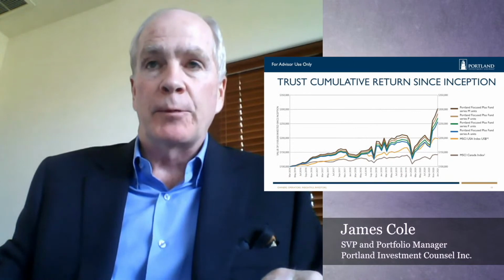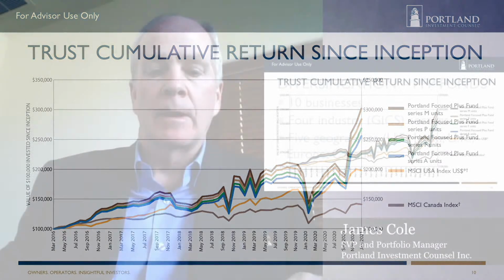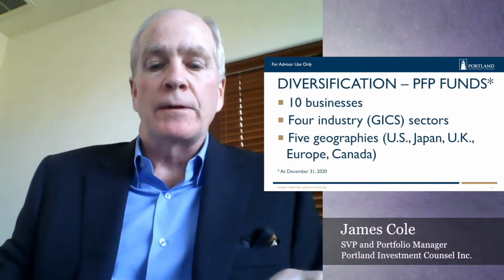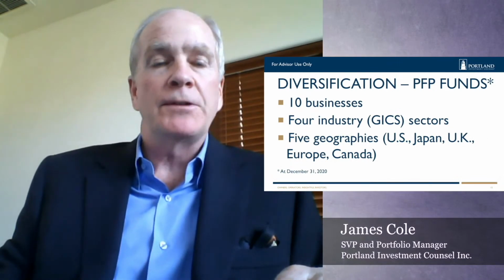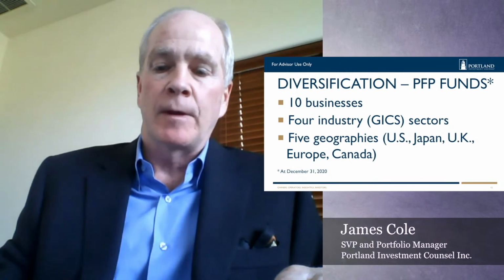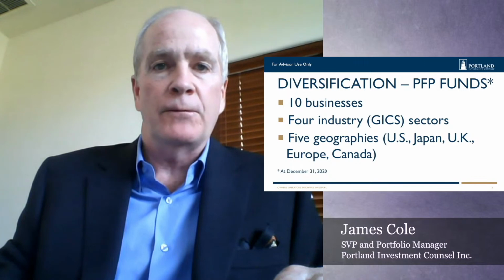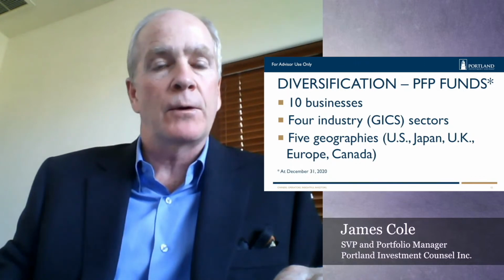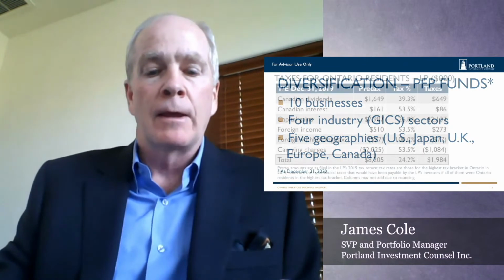This next slide shows the performance of the trust since its inception in March of 2016. It's been a much shorter period, but a similar story as for the LP. This next slide shows that despite the funds' focused investing, they have a lot of diversification, which is important for risk management. For example, at the end of 2020, the funds held 10 businesses in 4 major industry sectors across 5 of the world's major geographic regions.